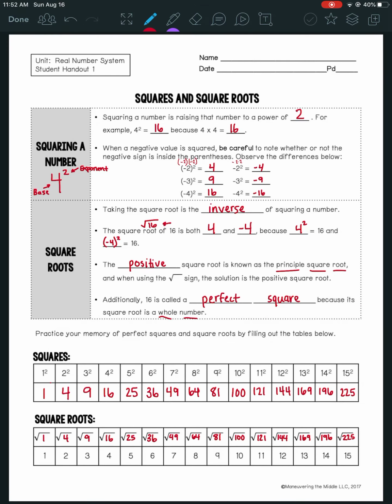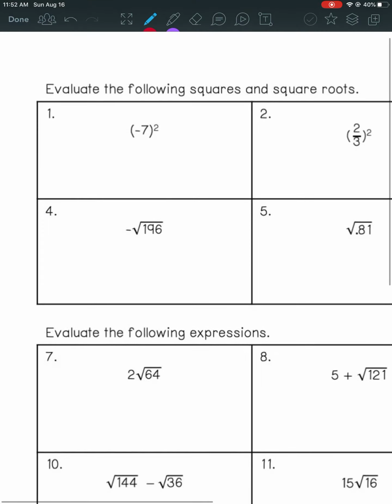Okay, let's go to the second page and actually do some evaluations with these square roots. So evaluate, if we do not know this word, means the same thing as solve the following squares and square roots. So negative 7 squared means negative 7 times negative 7. 7 times 7 is 49, and a negative times a negative is a positive. So that is our final answer.